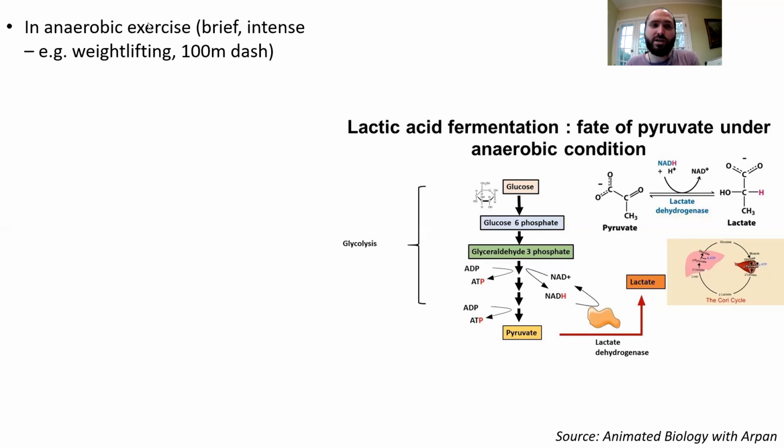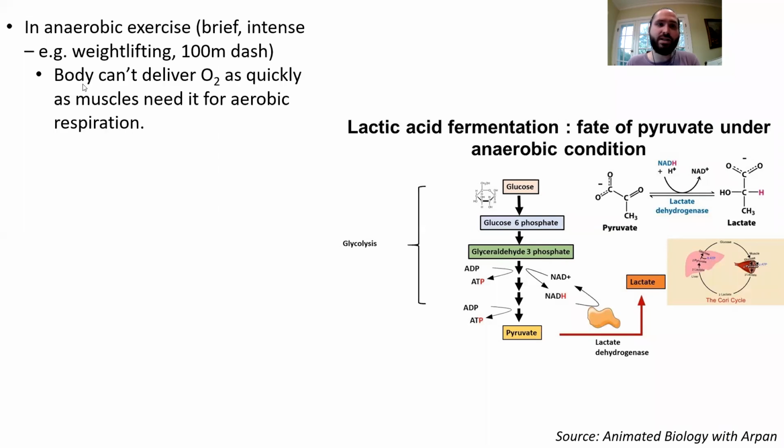So what are anaerobic conditions? Anaerobic exercise would be brief, intense exercise, such as weightlifting, a 100-meter sprint. And in these conditions, the body can't deliver oxygen as quickly as the muscles need it for aerobic respiration. One way that the muscles deal with this problem is they have a separate oxygen binding protein that's exclusive to muscles called what? So hemoglobin is in the red blood cells, but muscles have their own called myoglobin.